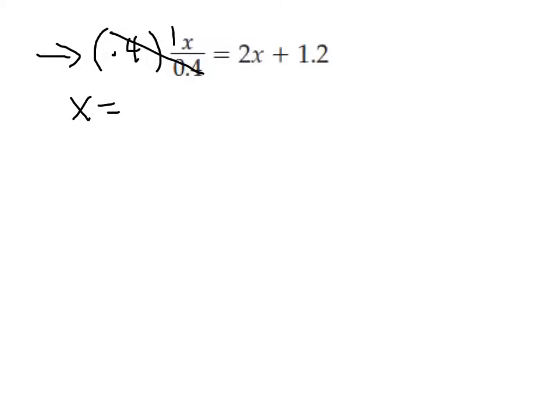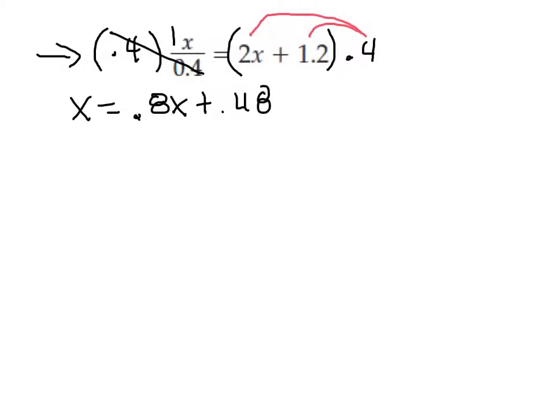Now we're going to do the same thing to the other side. We are going to multiply by 0.4. But as I said in the past, we don't just do to one, we do to all. So how do we represent that in math? We put our 2x plus 1.2 in parentheses. And that reminds us that we're not only going to multiply 2x by 0.4, we're also going to multiply 1.2 by 0.4. Alright, so this is what we get, 0.8x plus 0.48.